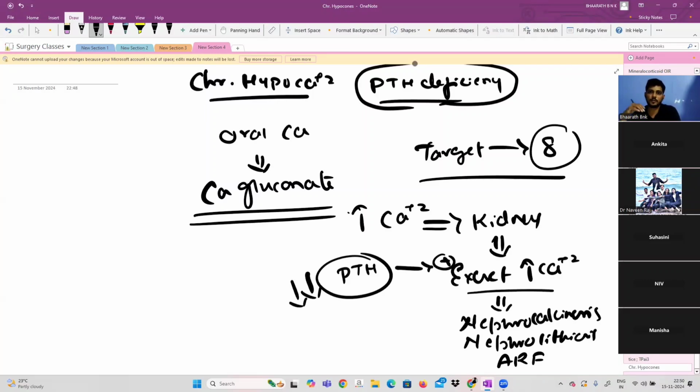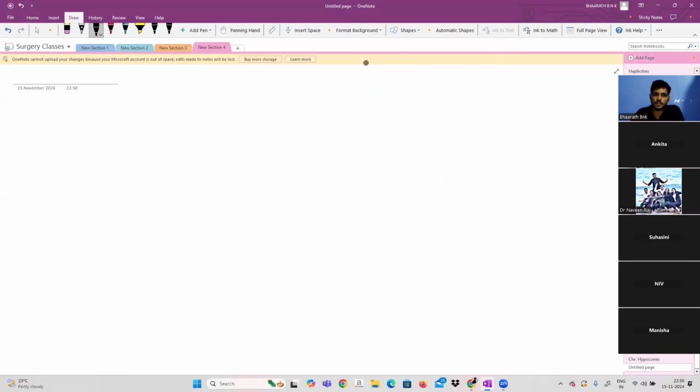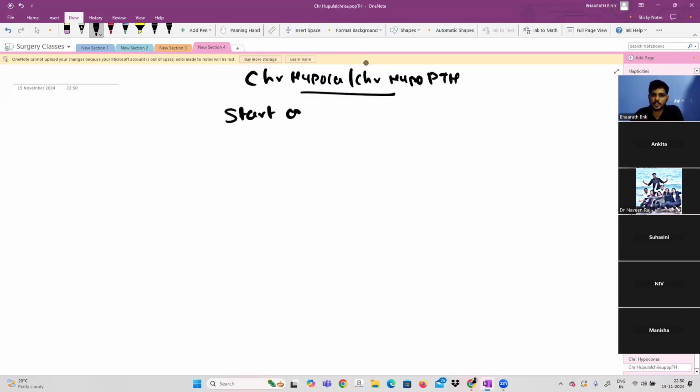So, whenever you treat a patient of chronic hypocalcemia because of parathyroid deficiency, maintain a target calcium of 8, right? Do not increase it beyond 8. How to go about it: there is a patient of chronic hypocalcemia because of chronic hypoparathyroidism. Now, in this patient, you start on oral calcium.